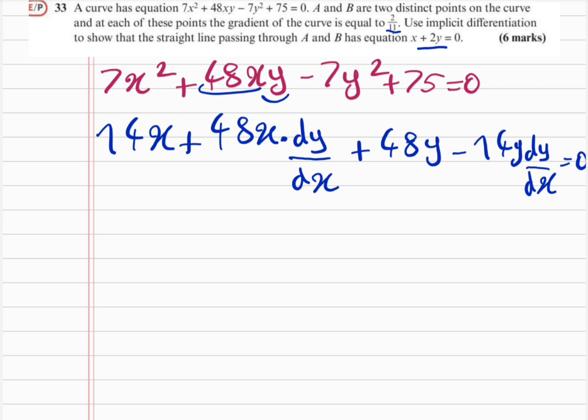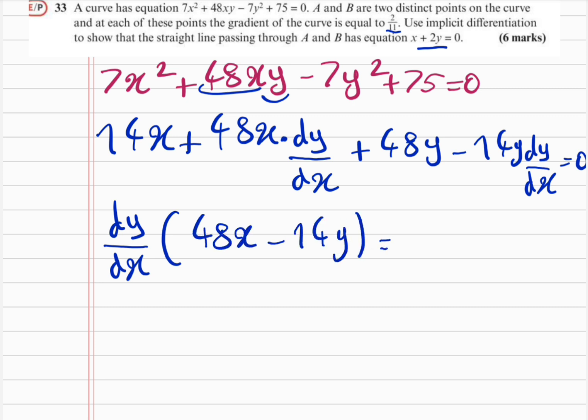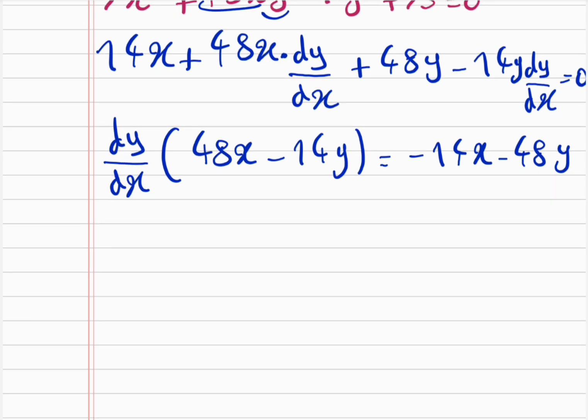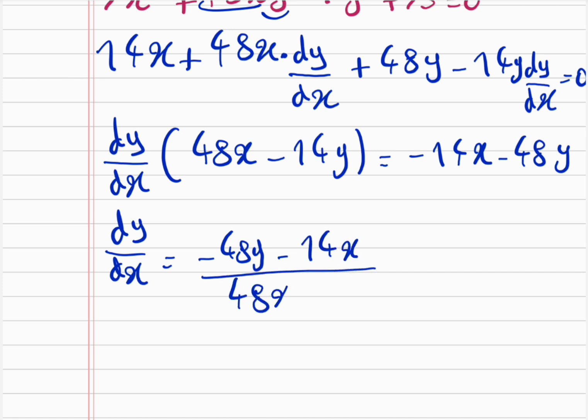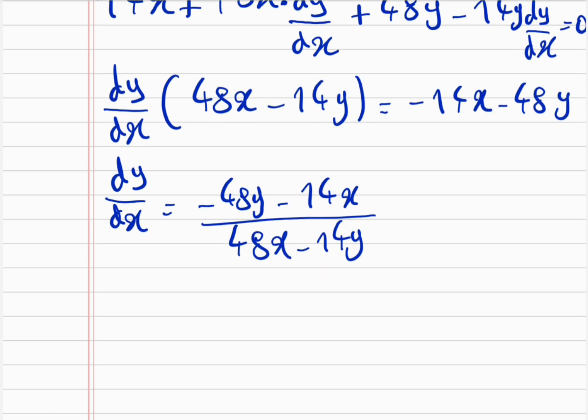Okay, now we can take a factor of dy by dx to have dy by dx in terms of x and y. So dy by dx times 48x minus 14y is equal to, let's move everything else to the right hand side, minus 14x minus 48y. And now let's divide both sides by this bracket on the left hand side. dy by dx is equal to minus 48y, then minus 14x over 48x minus 14y. So it's interesting in its own right that we have the different combinations of x and y, and also some 14 and 48. But anyway, so now we have this.